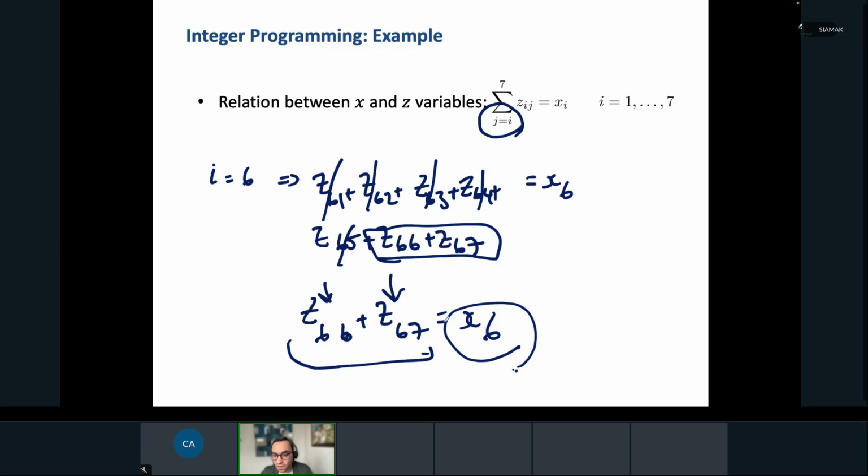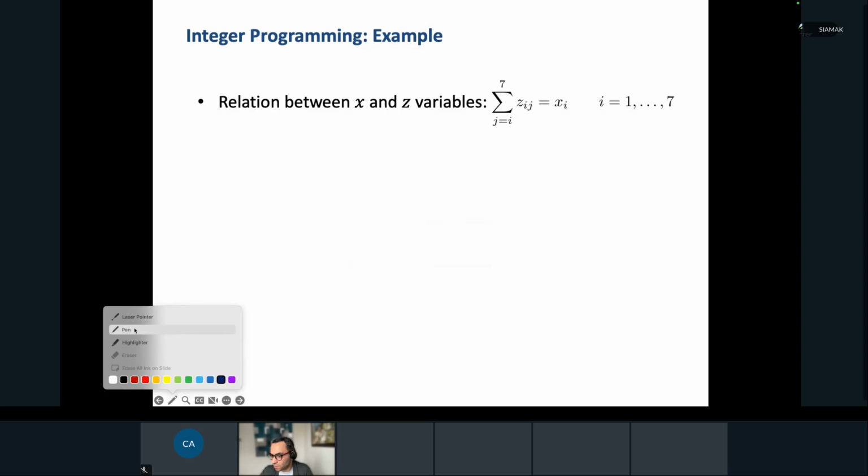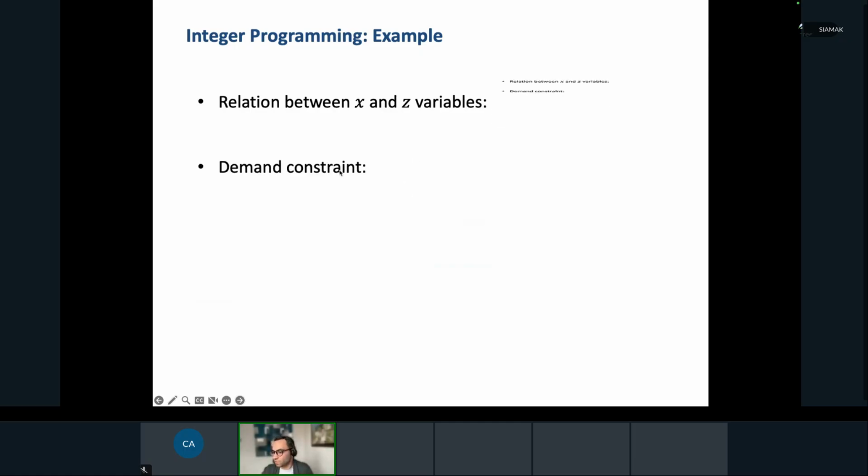Looking at the chat, you asked me to repeat. Which part do you want me to repeat? Okay, let me erase all the ink. We are in the constraint now. Let me explain the constraint again, and then we will move on. It will be considering box 6.